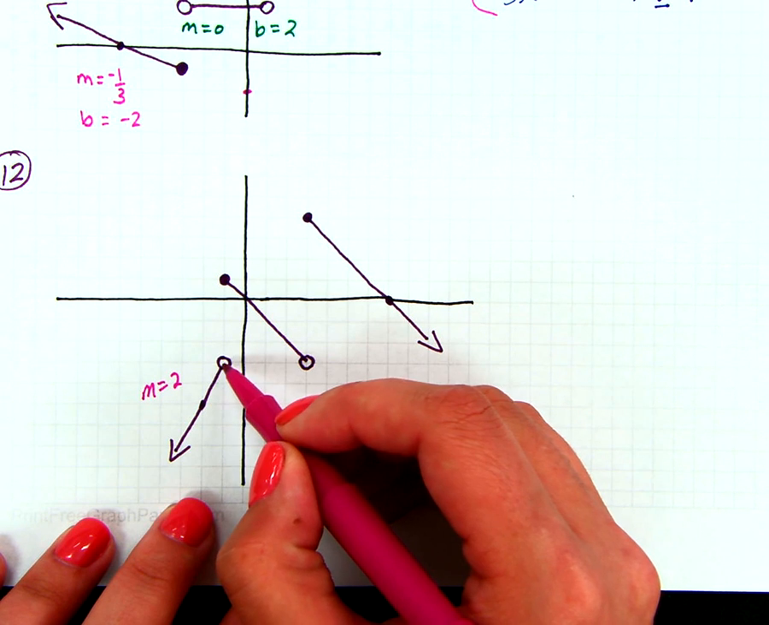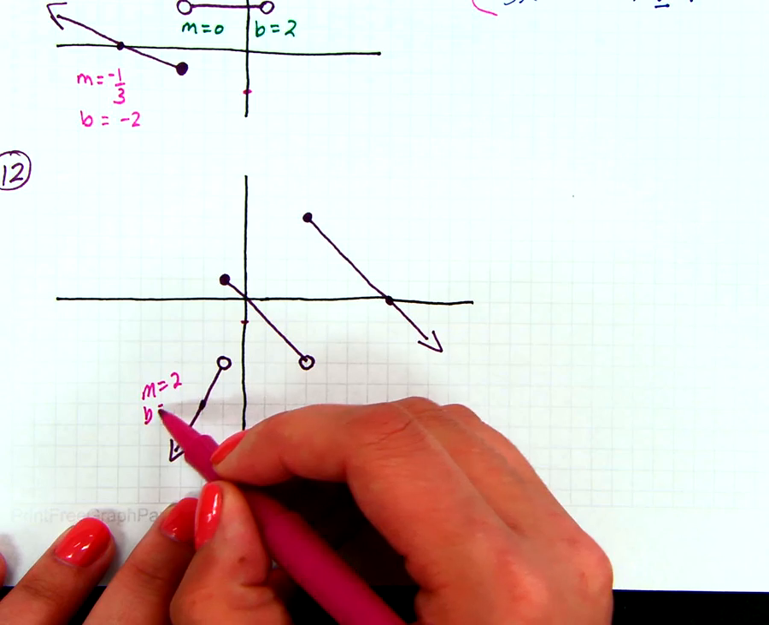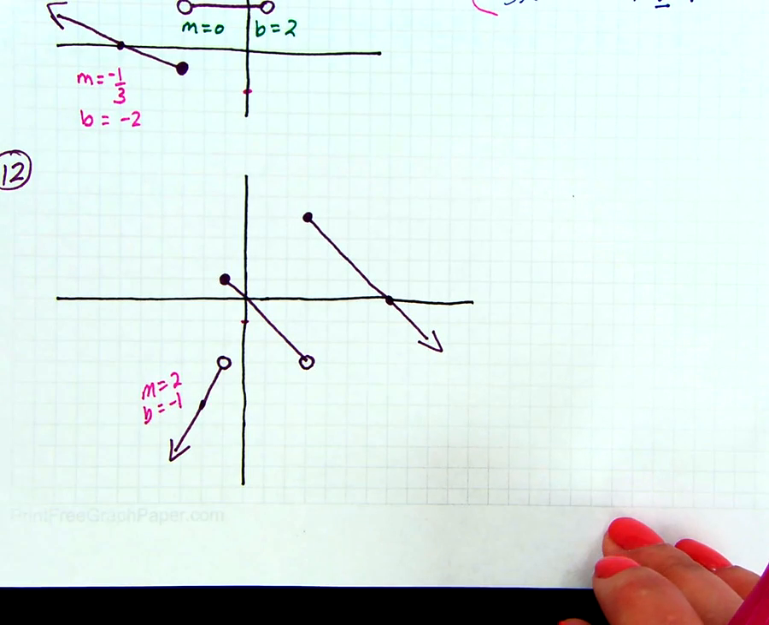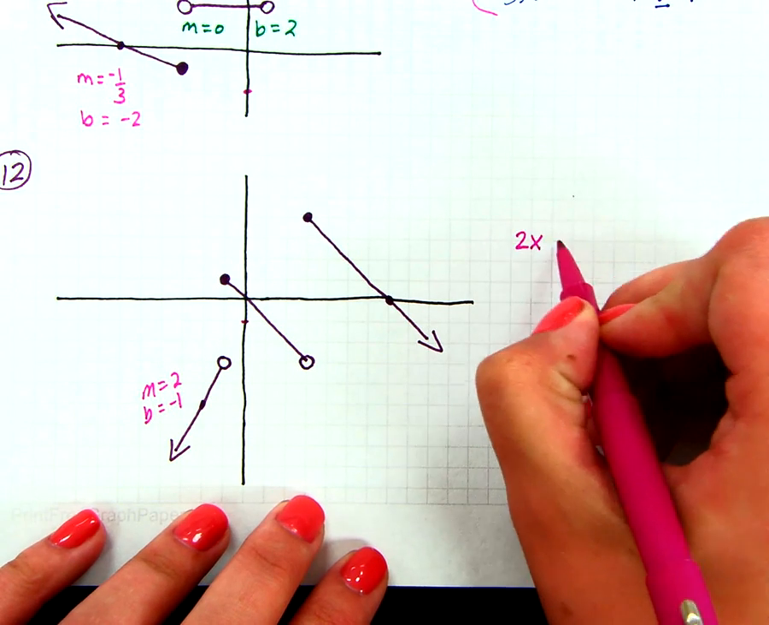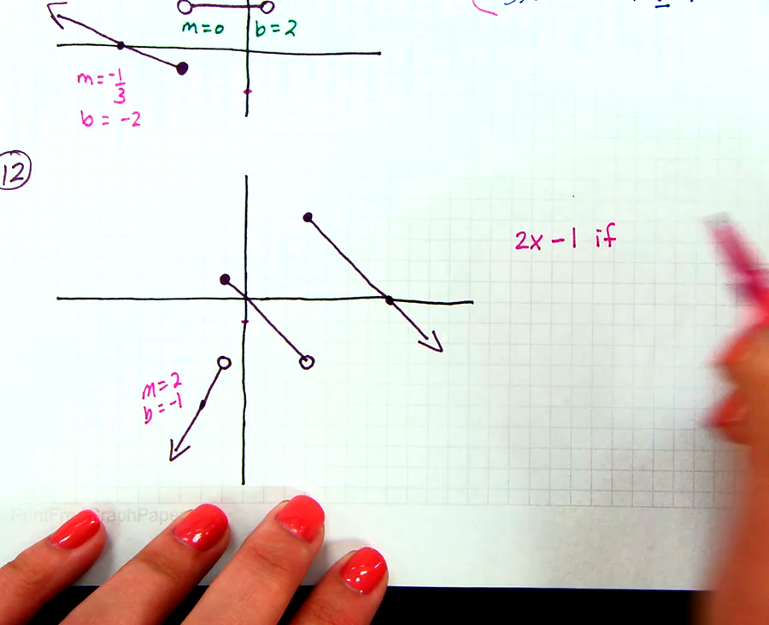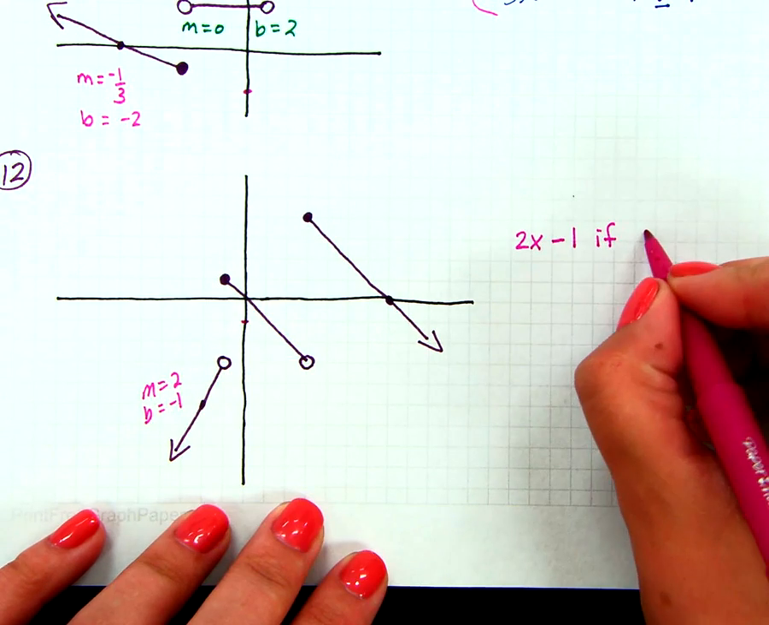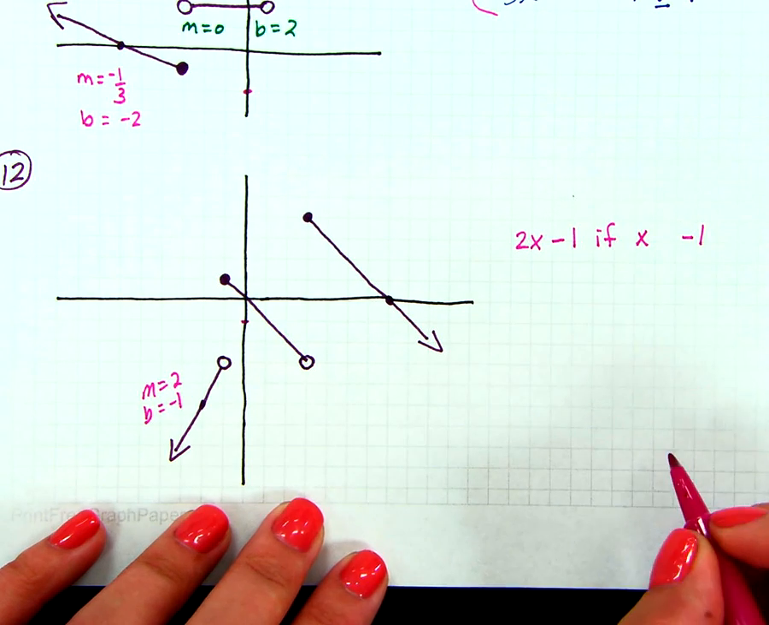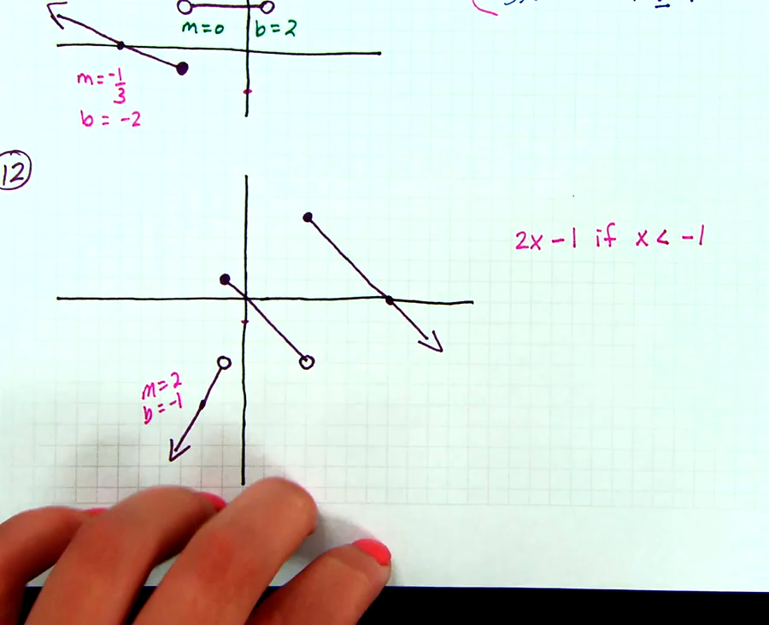And if we continue that, so up 2 over 1, we'd end up here. So our b value is going to be -1. So our first equation, we're going to have 2x minus 1 if, and then we have that one endpoint at -1. So x -1. And then since it's going left, it has to be less than.